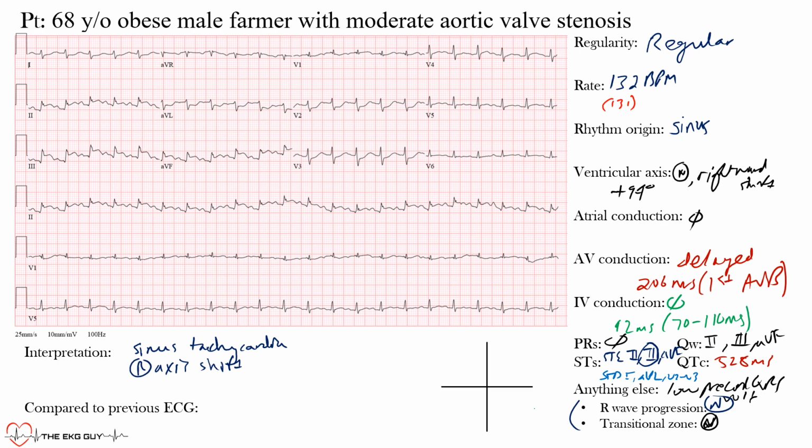We notice that there's no atrial conduction abnormalities, but there's delayed conduction here that was consistent and prolonged at the PR interval at 206 milliseconds. So we have sinus tachycardia with a first degree AV block, okay? Normal IV conduction.